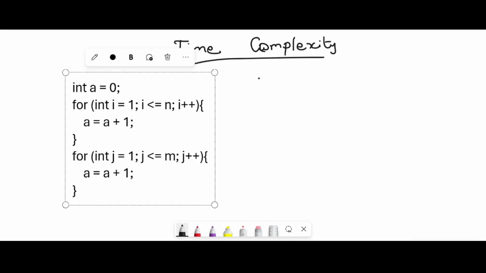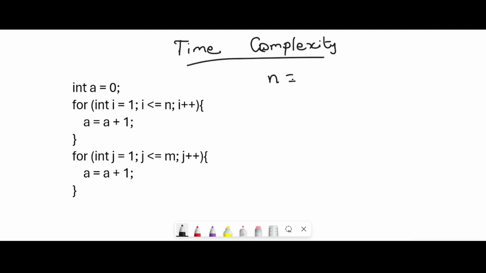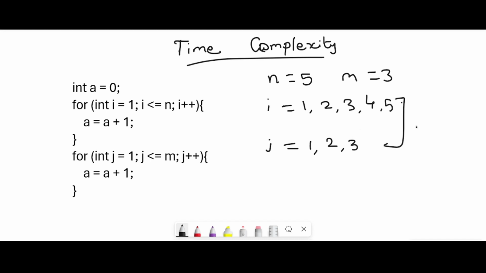In this example, let us say my n as 5 and my m as 3. So there are two separate for loops. i will take values 1, 2, 3, 4 and 5. j will take the values 1, 2, 3. So the total number of times is 5 plus 3, that is 8, which we can say as order of n plus m time complexity.